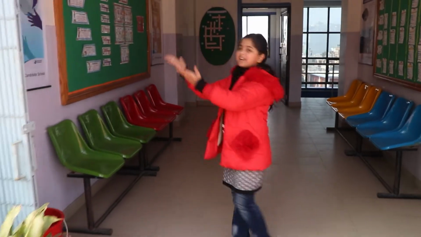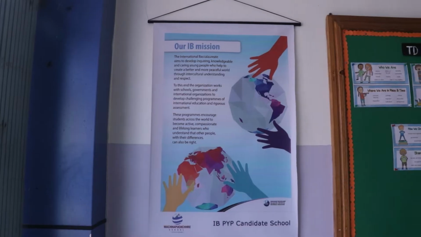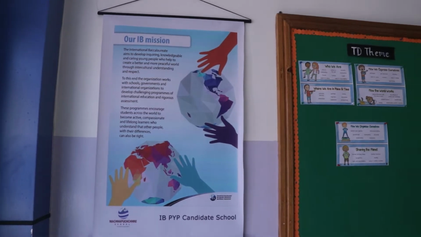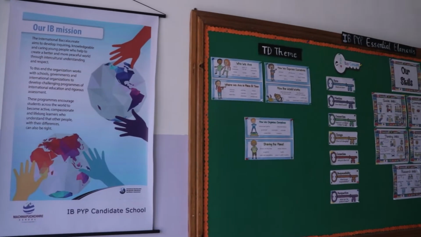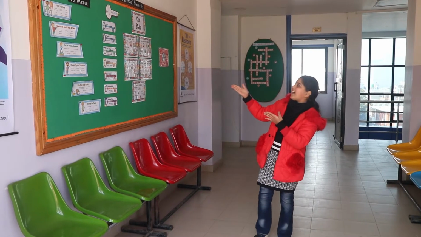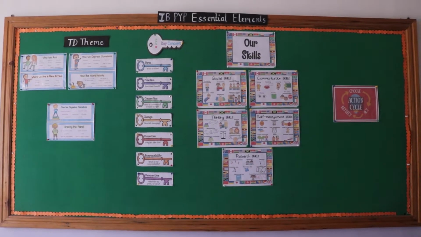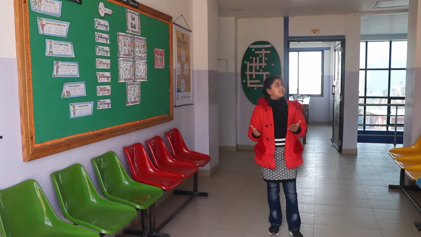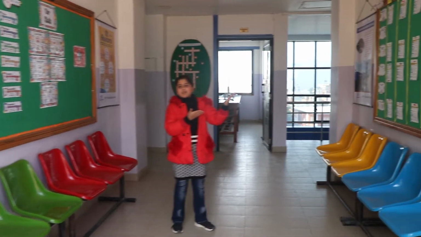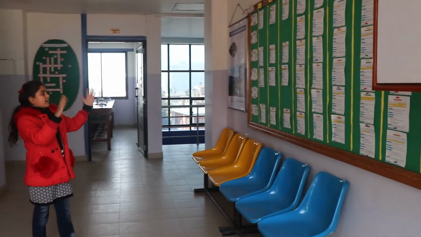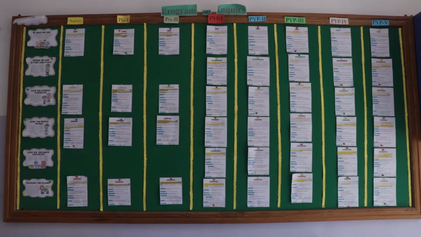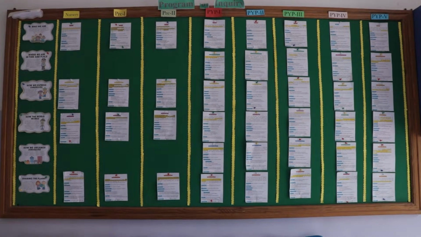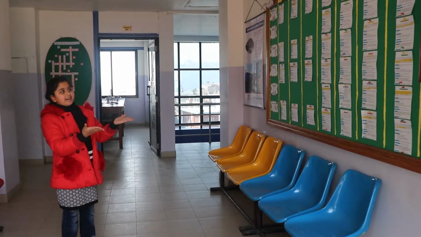First here is our IB statement, the IB mission of our school. And after that there is IB PYP essential elements. And after that we have the program of inquiry in the next side. From nursery to 5, here are our programs of inquiry.